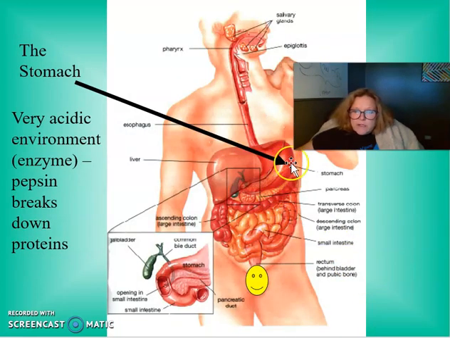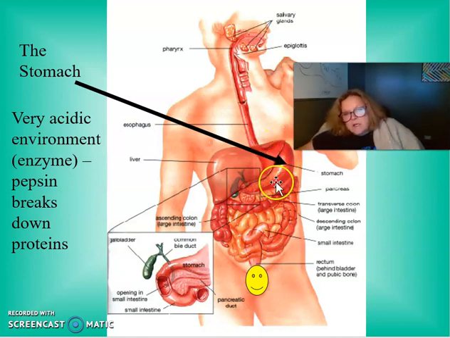Where's the food going? It's going into the stomach. And here you can see that this liver is kind of covering the stomach. So they've drawn this liver kind of transparent so that you can see the stomach in behind that.